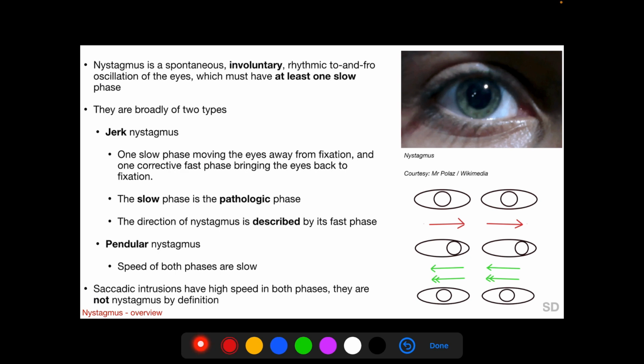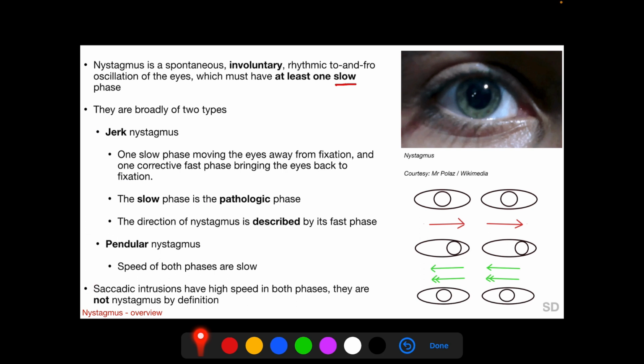So nystagmus is a spontaneous, involuntary, rhythmic to and fro oscillation of the eyes, which must have at least one slow phase. They are usually categorized either as a jerk nystagmus or a pendular nystagmus. In a jerk nystagmus, there is a slow phase and a fast phase. The slow phase moving the eyes away from the fixation, and the fast corrective phase bringing the eyes back to fixation. The slow phase is the pathologic phase, but the direction of the nystagmus is described by its fast phase. In pendular nystagmus, both phases are slow.